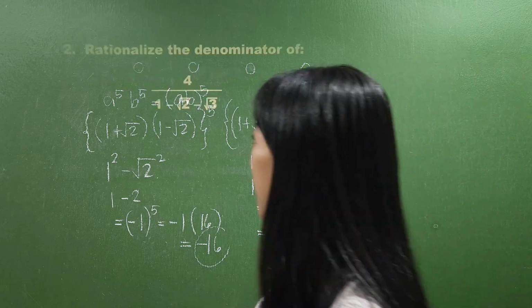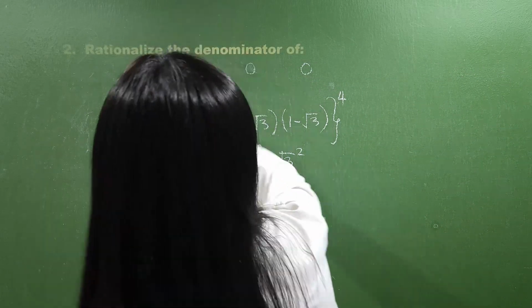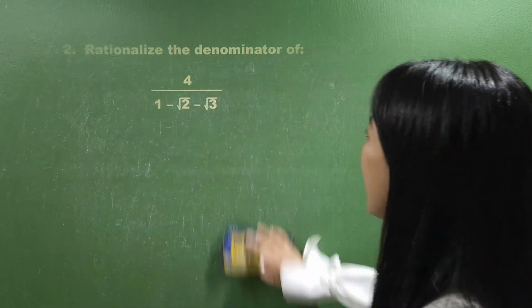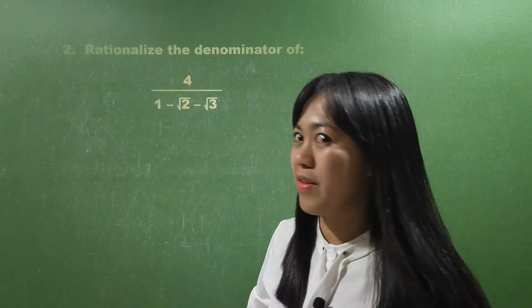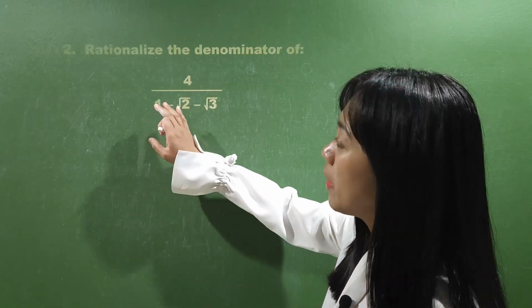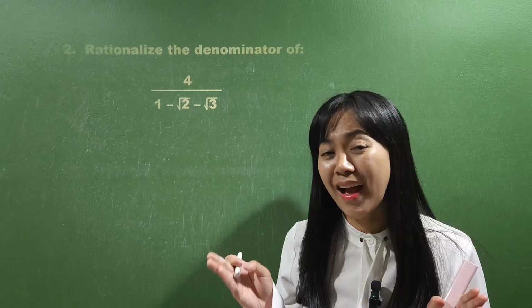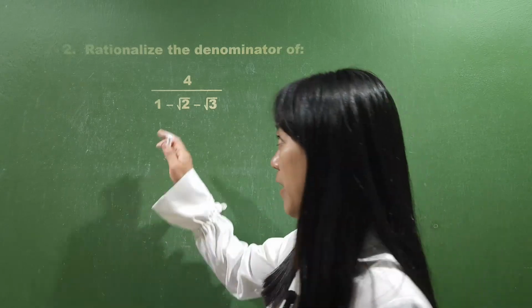Okay, how about this another problem or question? In here, we will rationalize the denominator of this expression: 4 over 1 minus square root of 2 minus square root of 3. Okay, we already studied how to rationalize the denominator.